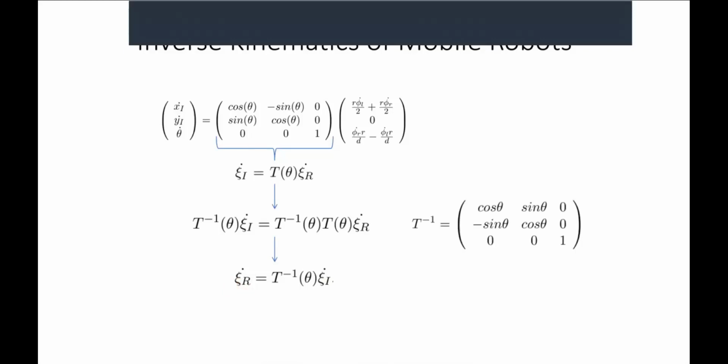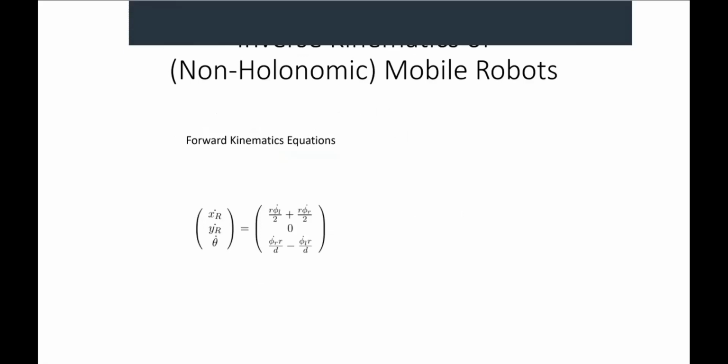So this is a rotation. So fortunately, our inverse is just the transpose. And with that, we can solve for inverse kinematics for non-holonomic mobile robots. So here we have our forward kinematics equations, right? So we have x dot r, y dot r, and theta dot. So the change from my robot's perspective as a function of wheel speed. And I've done the algebra for you, so you don't have to.